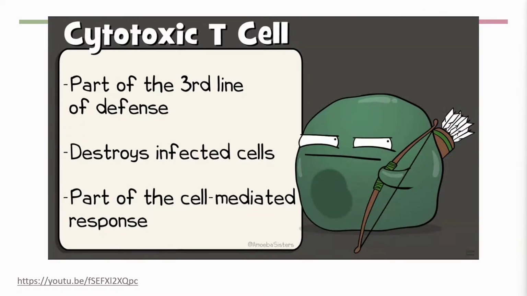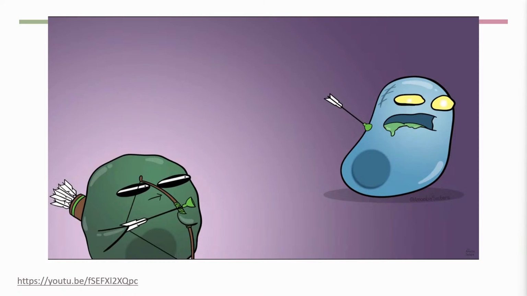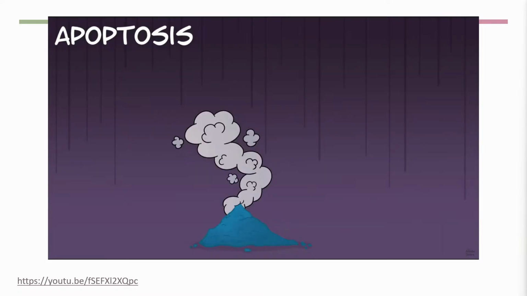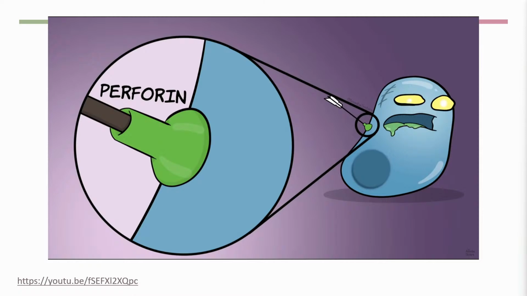Cell-mediated. This involves the cytotoxic T cell. The cytotoxic T cell is a white blood cell that has the ability to destroy cells that have been infected by the pathogen. It does this by releasing signals that cause the infected cell to do apoptosis, which is a type of self-destruct. It can do this by releasing a protein called perforin, which actually causes holes in the cell membrane. This causes water and ions to flow into it and destroys the cell.